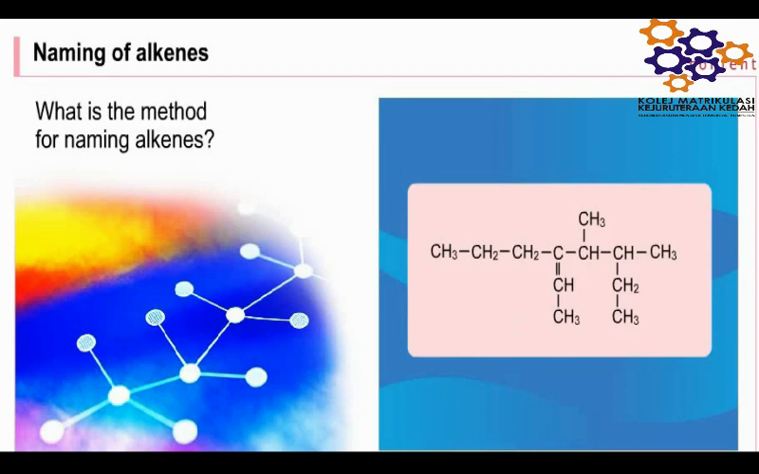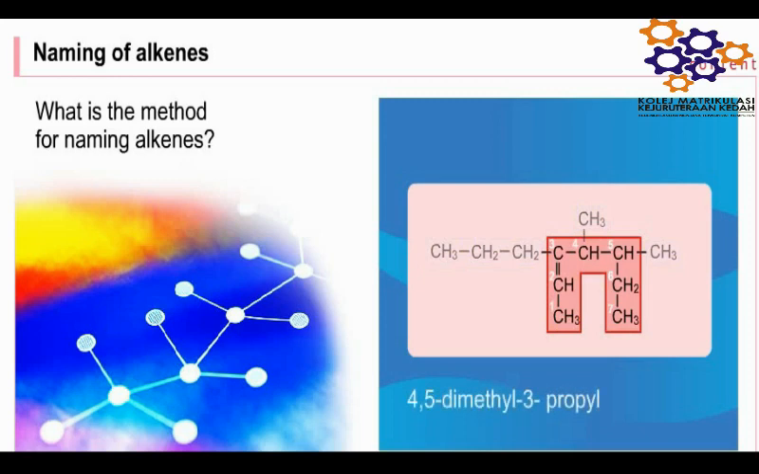Let us try to name the following alkene. At first, we identify the longest chain containing a double bond, and number the carbon atoms in the way that gives the carbon atoms of the double bond the lowest possible numbers. Now we identify one propyl substituent at carbon 3 and 2 methyls at carbons 4 and 5 respectively. Since the longest chain has 7 carbon atoms and the double bond starts at carbon 2, the full name of the compound is 4,5-dimethyl-3-propylhept-2-ene.